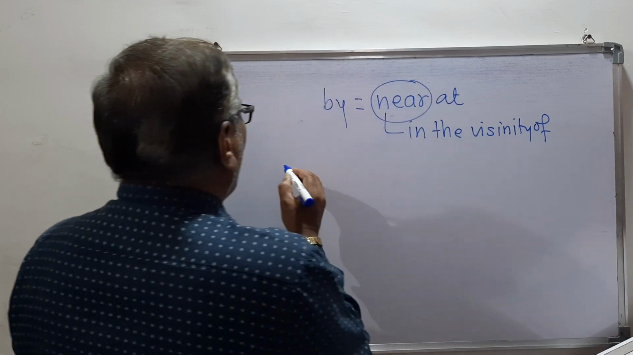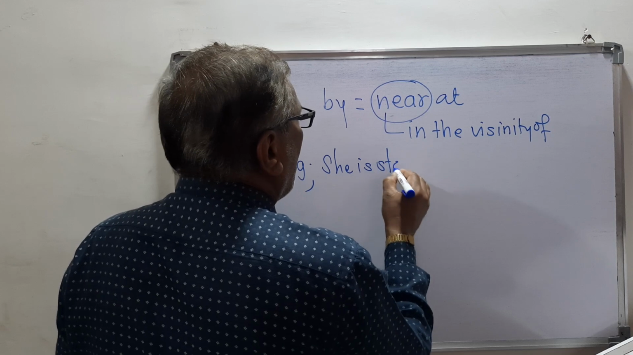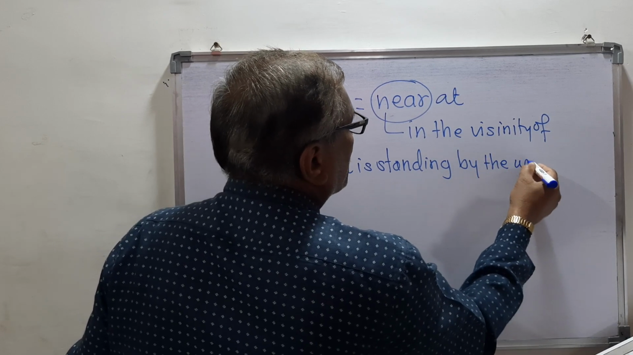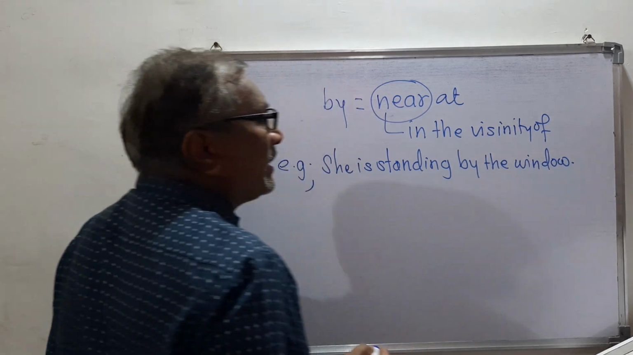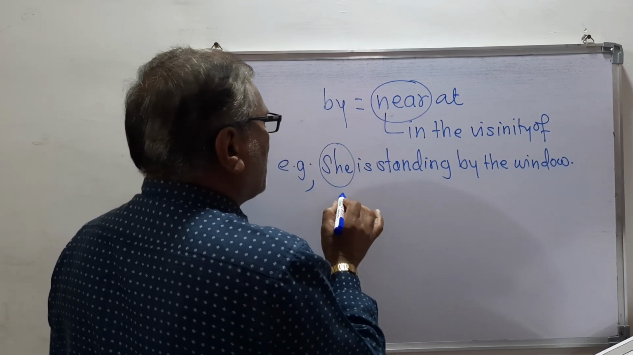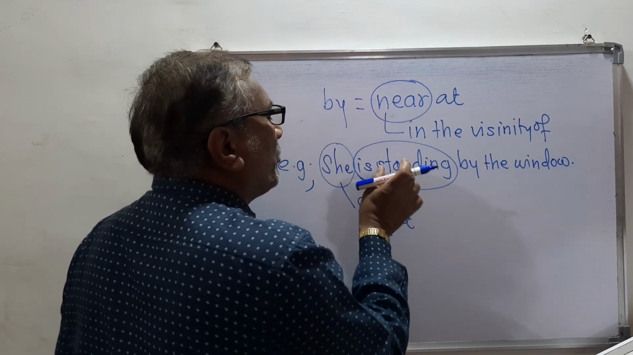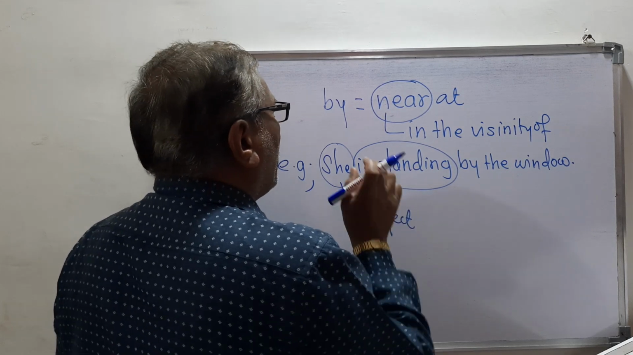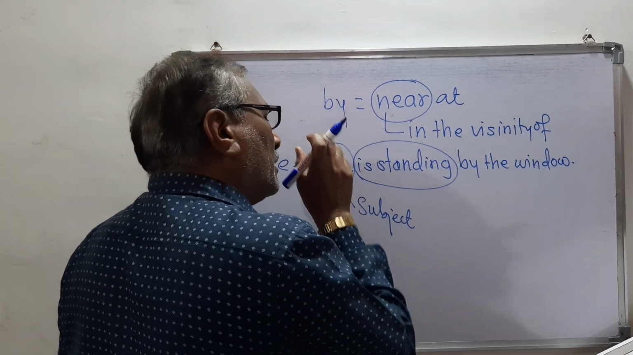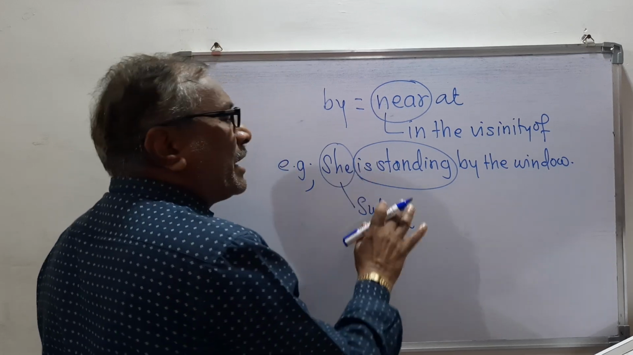So remember, for example, she is standing by the window. See, she is standing by the window. This is the subject, and this subject is standing. Standing means the subject is doing the action of standing there, means the subject has stopped there, means her action is going on there, and that's why she is standing by the window.